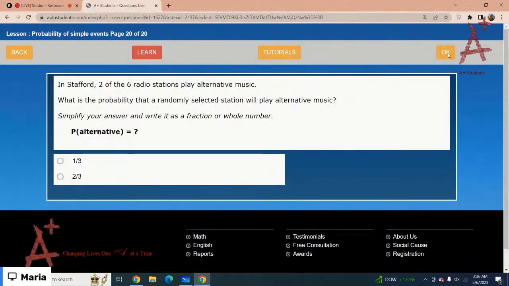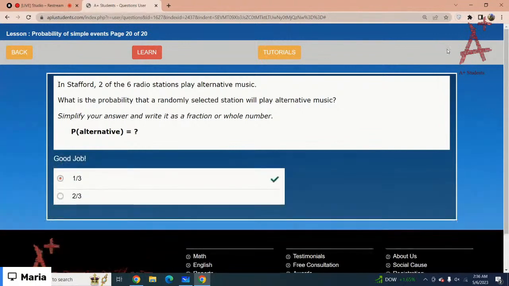Okay, if in Stafford 2 out of 6 stations play alternative music, what is the probability that a randomly selected station will play alternative music? It would be 2 over 6, and the simplified answer is 1 over 3.